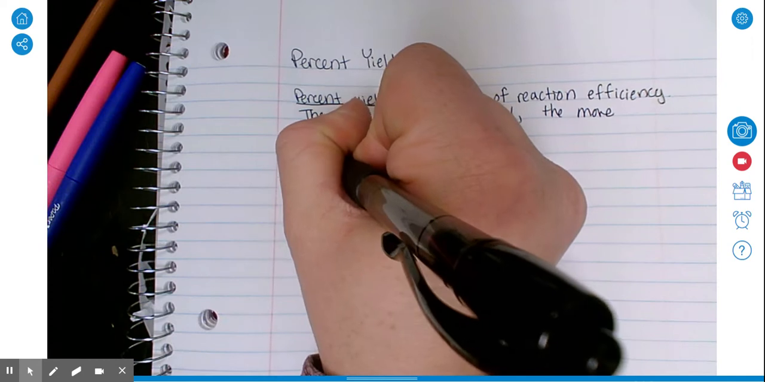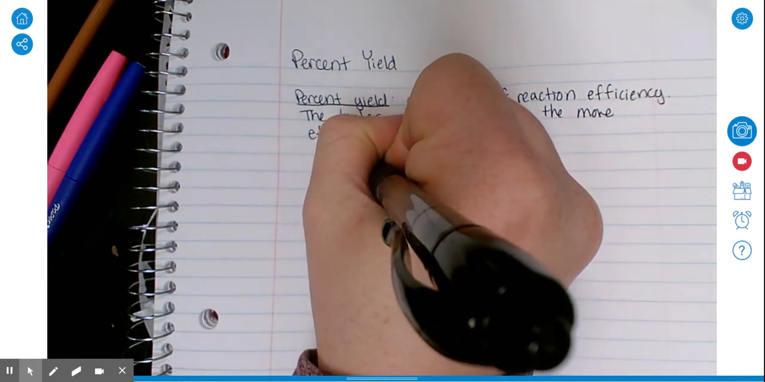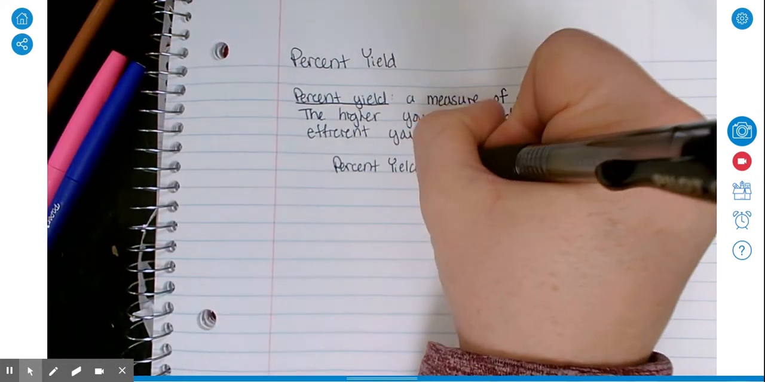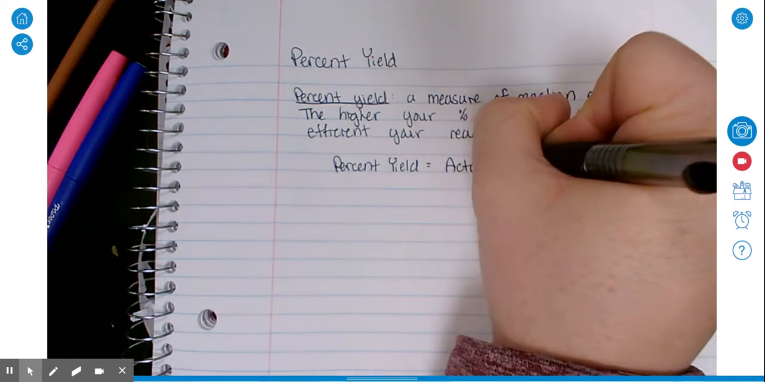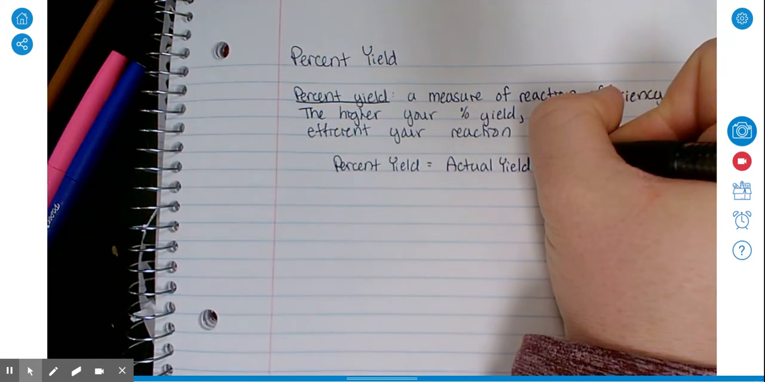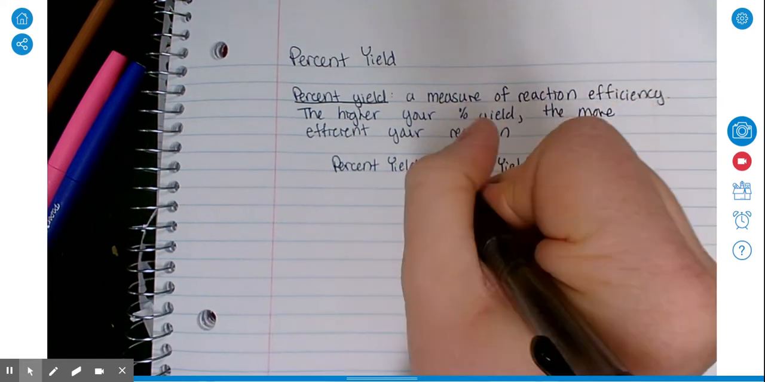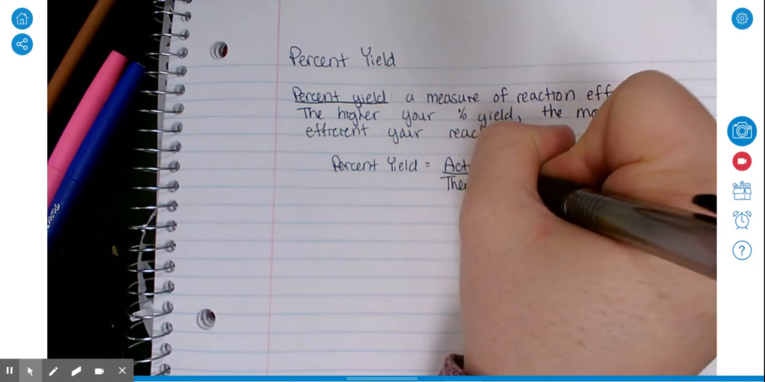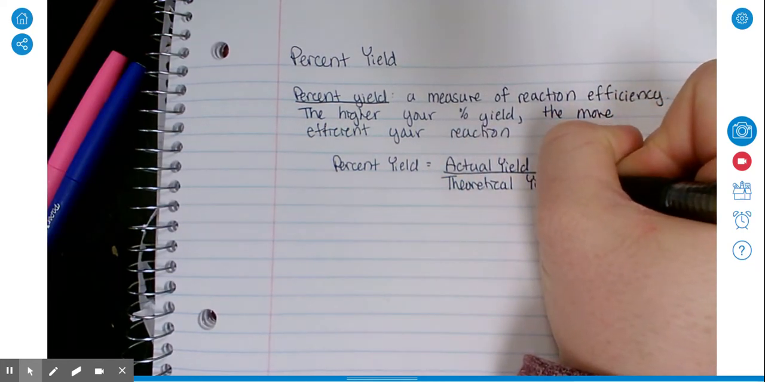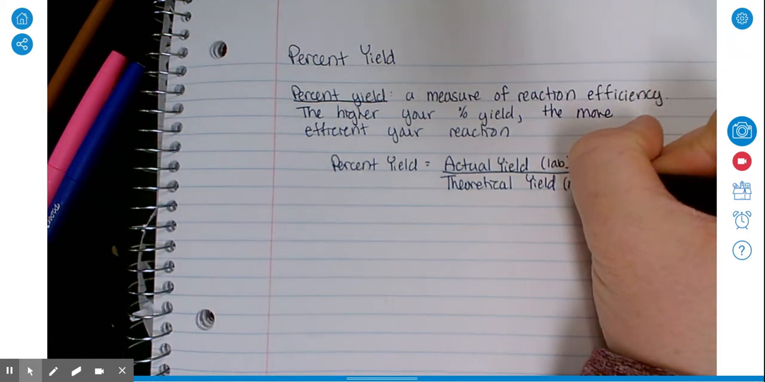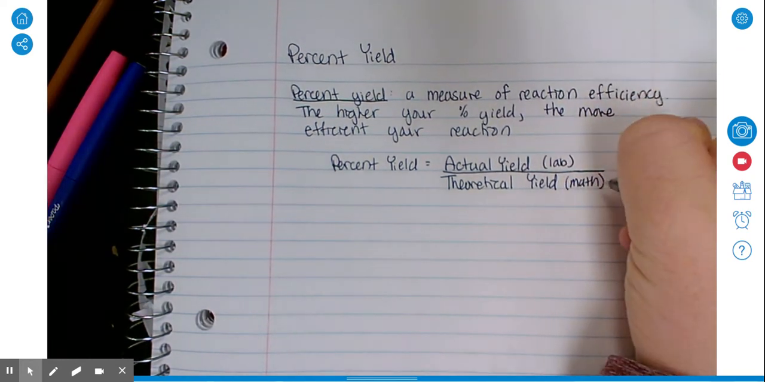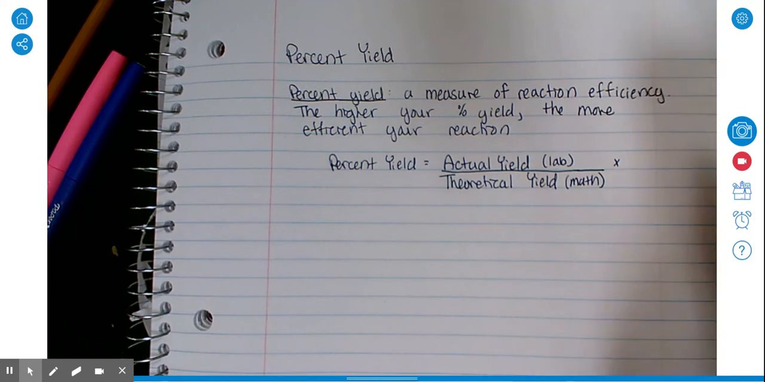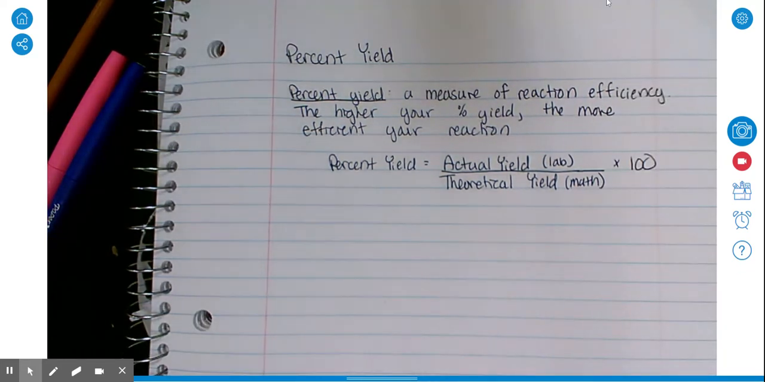Now, percent yield is a really easy calculation. It is simply what did you make, your actual yield, which is usually going to be a number that you get from the lab, to what should you have made, which is your theoretical yield, which is what we've been calculating in the last row of our table, and that's a number you get from the math. So what did you make in lab compared to what you calculated you should have made? Since it's a percent, take that value and multiply it times 100.